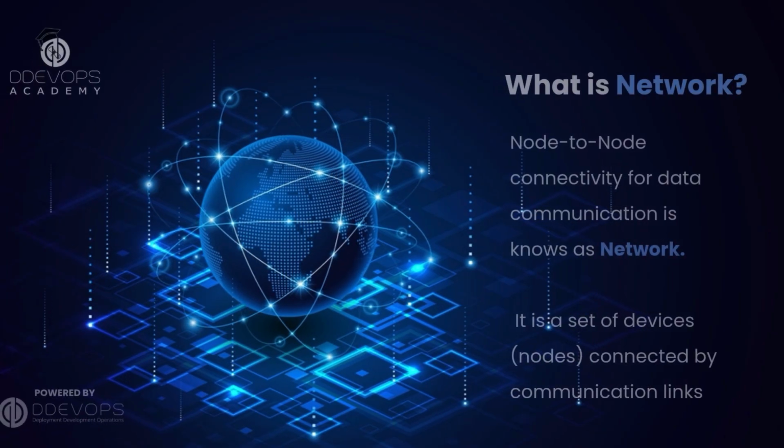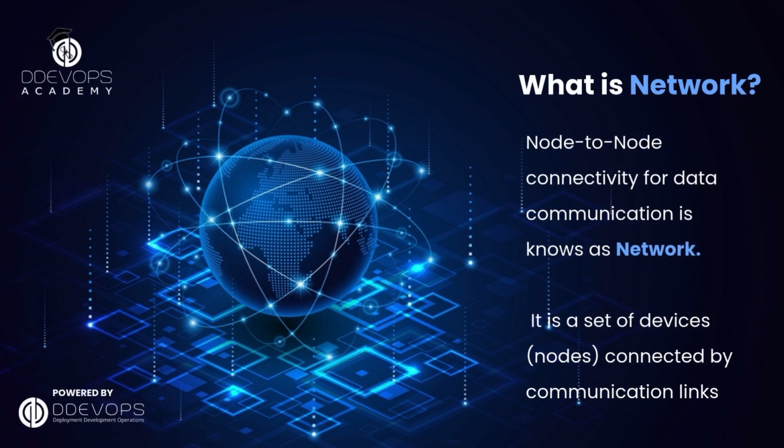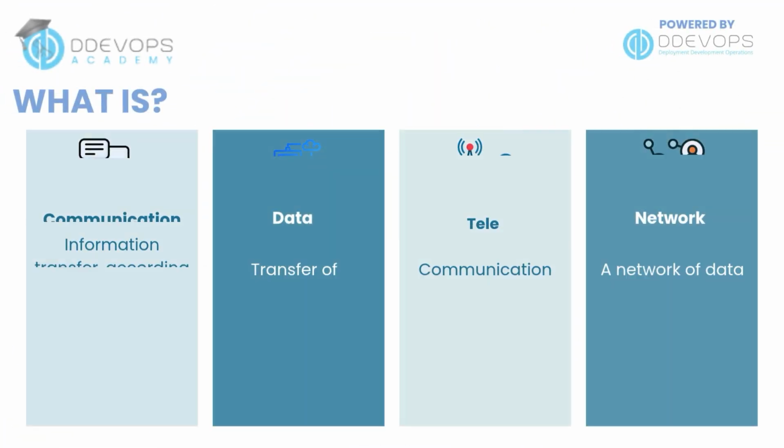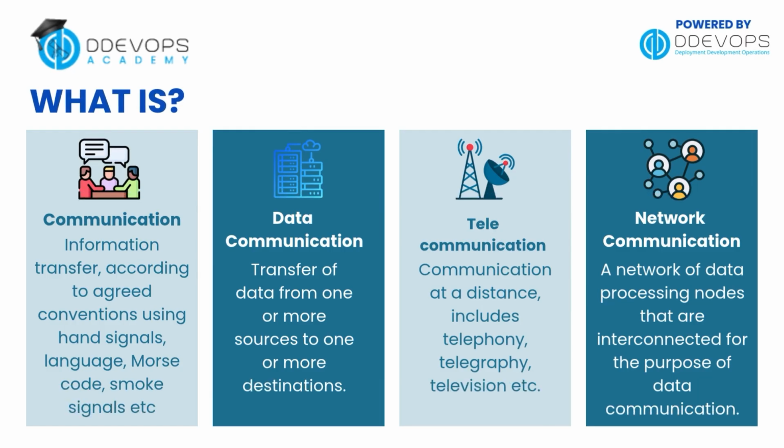Let's understand what a network is. Node-to-node connectivity for data communication is known as a network. It is a set of devices, nodes, connected by communication links. Some important terms related to communication and networking. Communication means the transfer of information according to agreed conventions. This can include hand signals, language, Morse code, or even smoke signals.